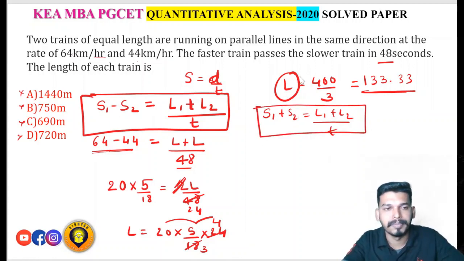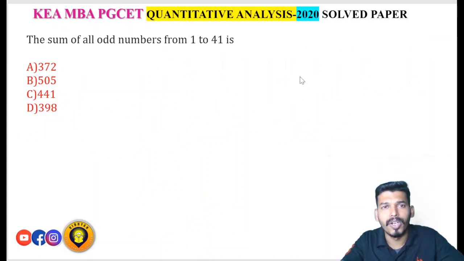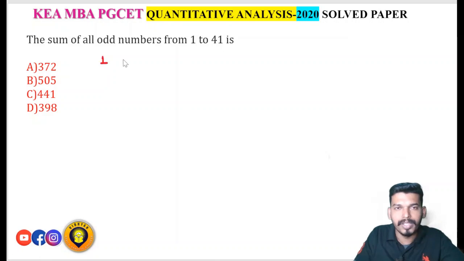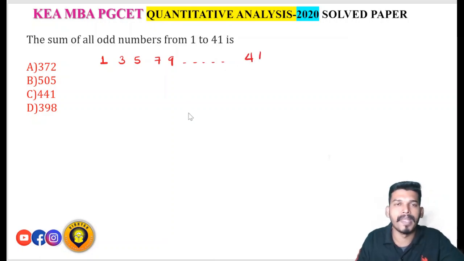Now the next one: the sum of all odd numbers from 1 to 41 is. What are odd numbers from 1 to 41? 1, 3, 5, 7, 9, and so on up to 41. We have to say the sum of all odd numbers from 1 to 41.